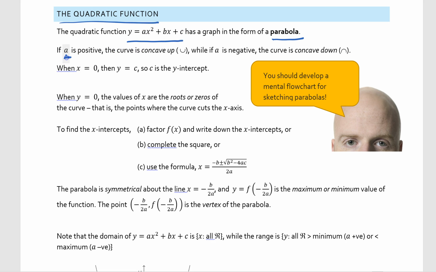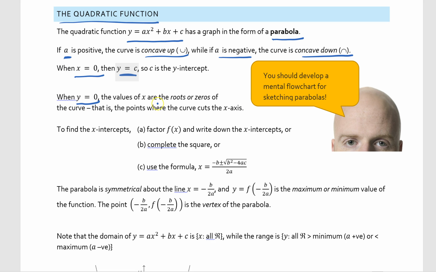If a is positive, the curve is concave up, so a smiley face. If a is negative, the curve is concave down. When x equals 0 in this equation, then y equals c. So c is actually the y-intercept. So that's easy enough to read off.